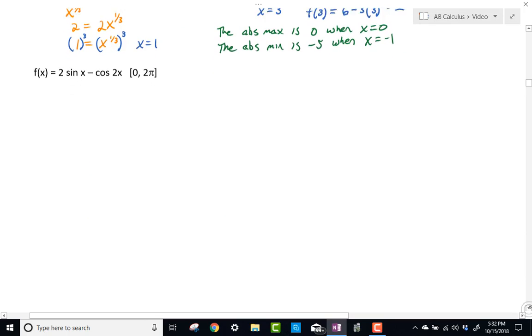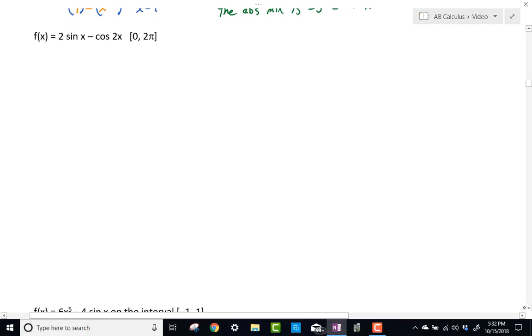All right, so this time we have f of x equals 2 sine x minus cosine x from 0 to 2 pi, and we want to find out what the critical numbers are here. So starting with critical, we want to find out where the derivative is 0 or undefined. So starting off with the derivative, f prime of x.